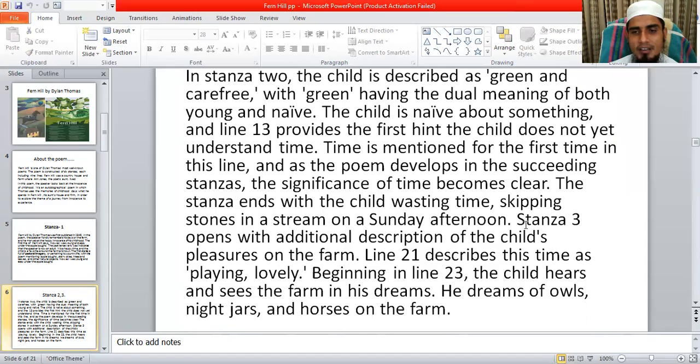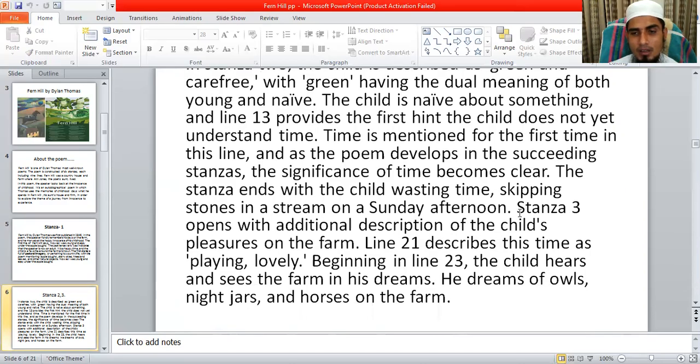Then we find in stanza 3, which opens with additional description of the child's pleasure on the farm. Already I have stated that we can divide the poem into two parts. Part 1 describes how the poet, Dylan Thomas, spends his childhood period in a natural atmosphere, playing in Fern Hill on his auntie's farm.